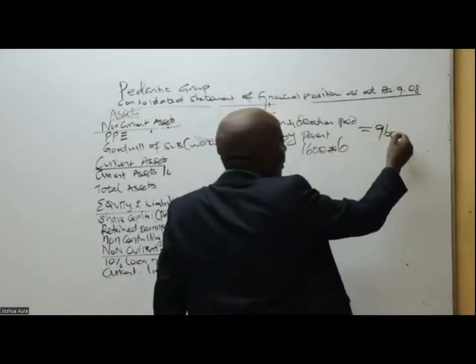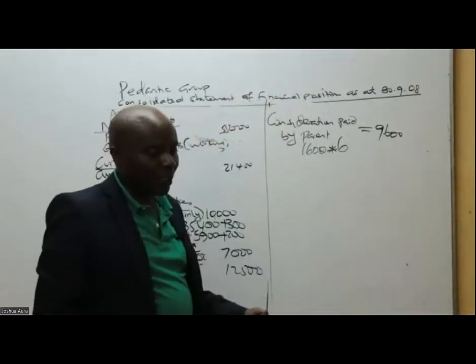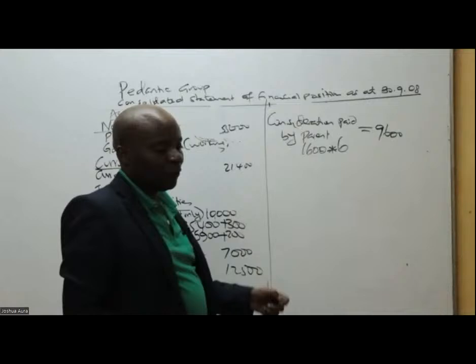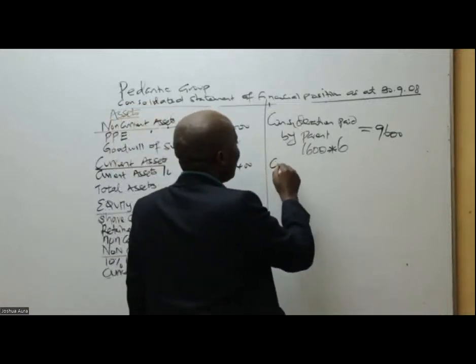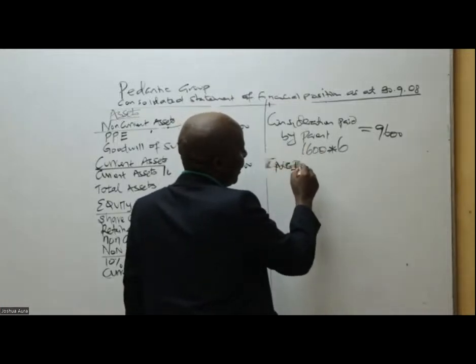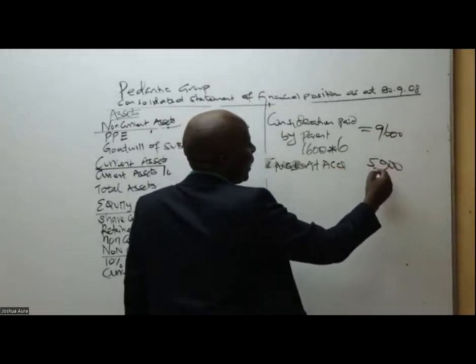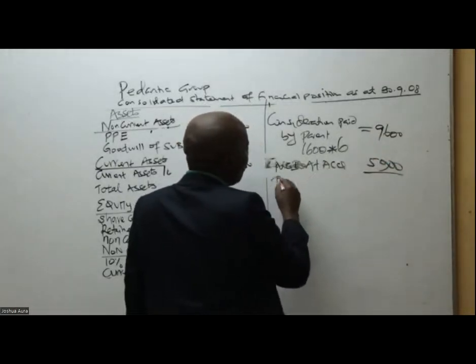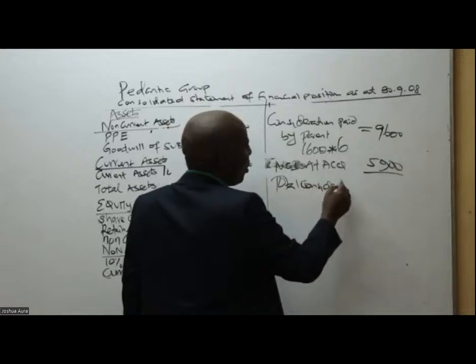Is there anybody else who is able to see that 9,600? Rosie has confirmed that. Thank you very much. Now come and add the consideration or NCI's consideration. NCI at acquisition, of which you gave me 5,900. Kindly add for you to give me the total consideration.